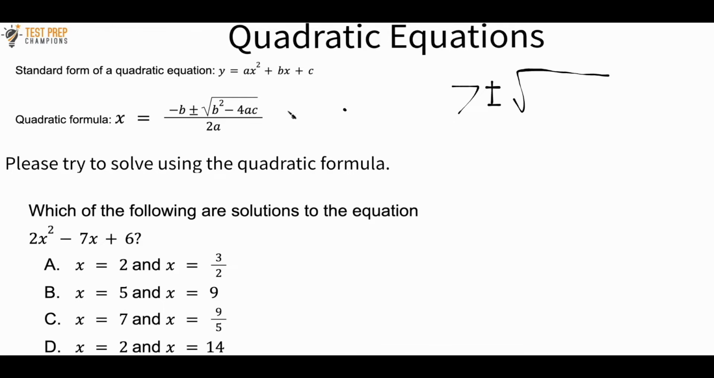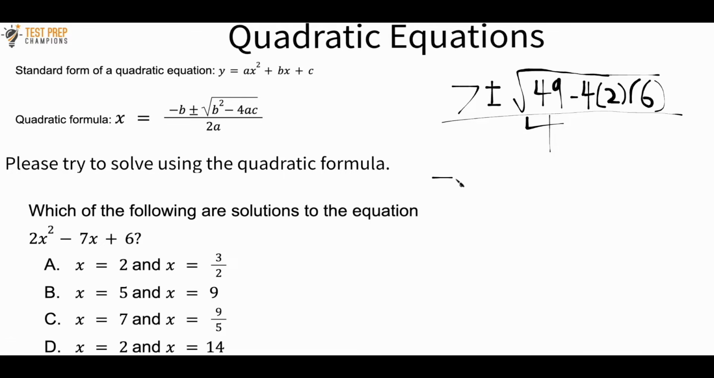So what is b squared? Well, b is negative 7, and negative 7 squared is 49. So I'm going to have this 49 here. So I have 49 minus 4ac. So I put my 4 here, and my a is 2, and my c is 6. Now negative 4 times 2 times 6 is negative 48. So this in here is going to become 49 minus 48. And down here I have 2a. Since a is 2, 2 times 2 gives me 4.